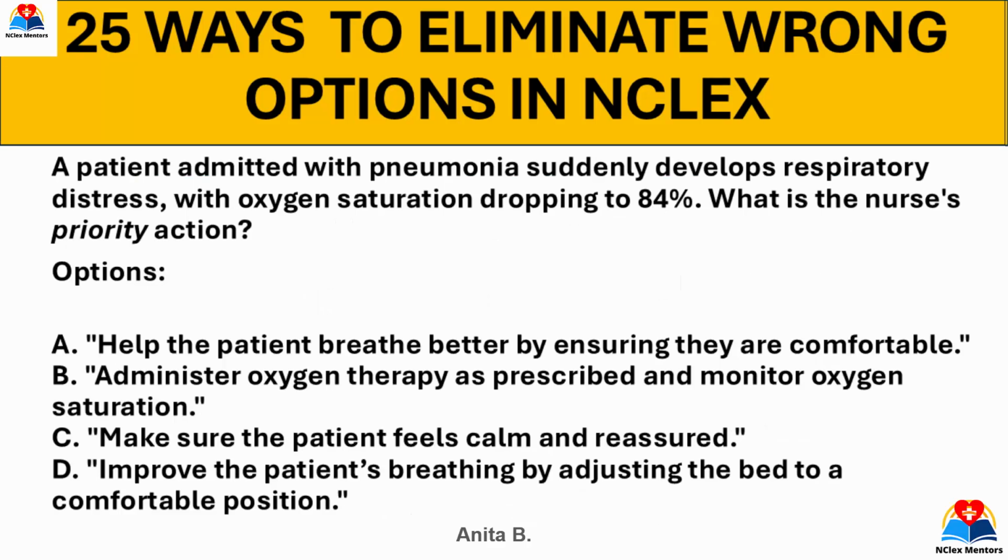Let's take a case question similar to the example we discussed. A patient admitted with pneumonia suddenly develops respiratory distress, with oxygen saturation dropping to 84%. What is the nurse's priority action? Here are the possible options. Option A, help the patient breathe better by ensuring they are comfortable. Option B, administer oxygen therapy as prescribed and monitor oxygen saturation. Option C, make sure the patient feels calm and reassured. Option D, improve the patient's breathing by adjusting the bed to a comfortable position.